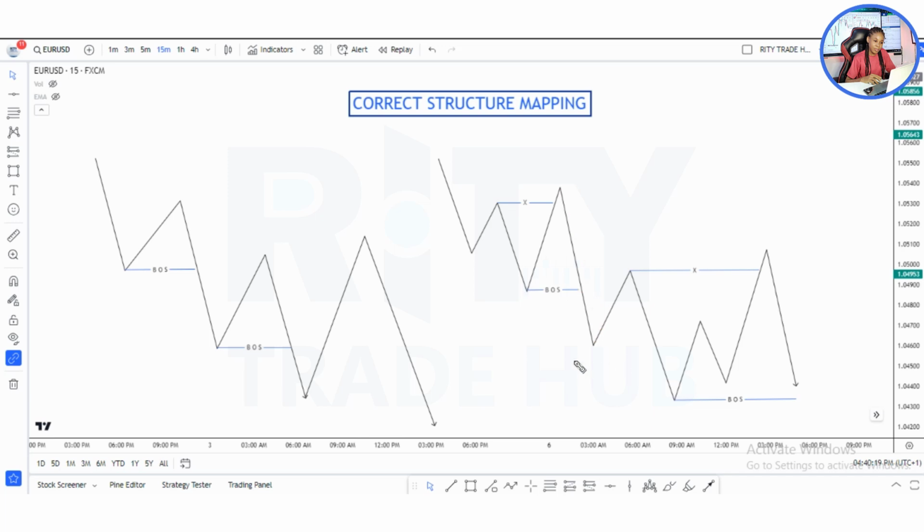Okay, so guys, moving on, we have another break of previous low right here. All right, yes guys, you can call this break of structure, but technically this is not an ideal major structure break.